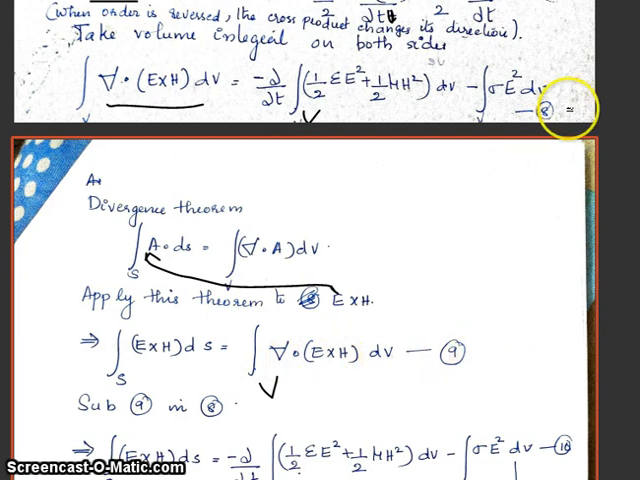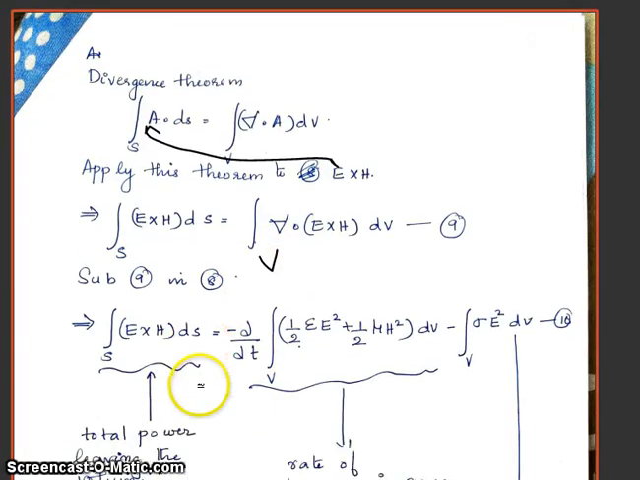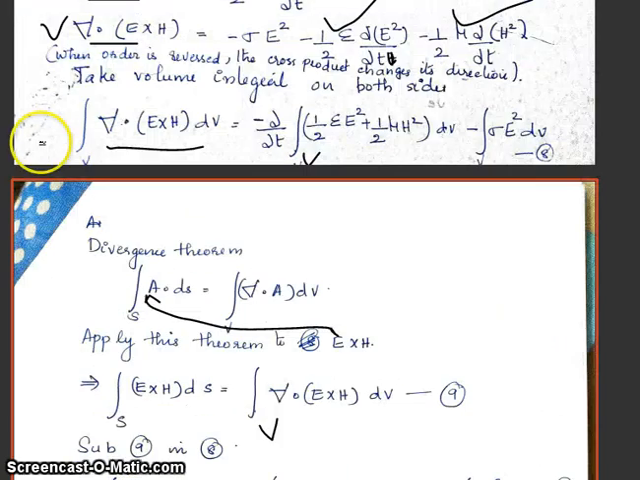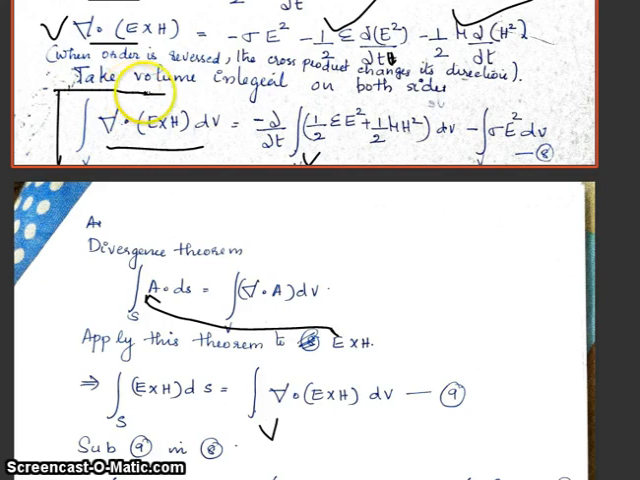Now I am substituting 9 in 8. The left hand side of 8 is the volume integral of del dot E cross H dV, and in 9 you can see the same volume integral of del dot E cross H dV. So I can write the equation as surface integral of E cross H dS is equal to minus dou by dou T integral of half epsilon E square plus half mu H square dV minus integral of sigma E square dV. We are only changing this one: only the left hand side of equation 8 is being changed based on the divergence theorem.